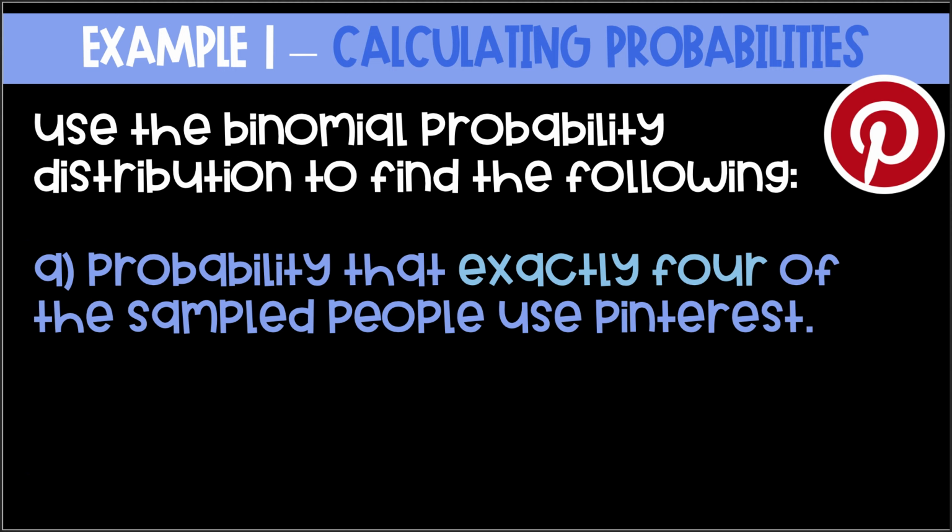We already calculated this probability using the formula, or what I had labeled as by hand, but let me show you how to calculate this probability using Desmos calculator. We want to use the binomial probability distribution to find the probability that exactly 4 of the sampled people used Pinterest. I'm going to go to Desmos, and first I need to set my binomial distribution.